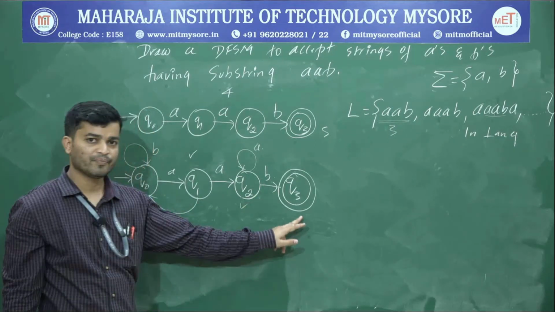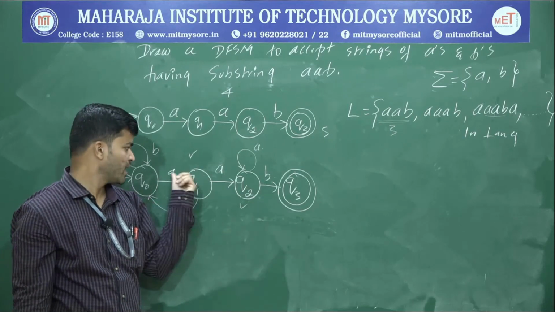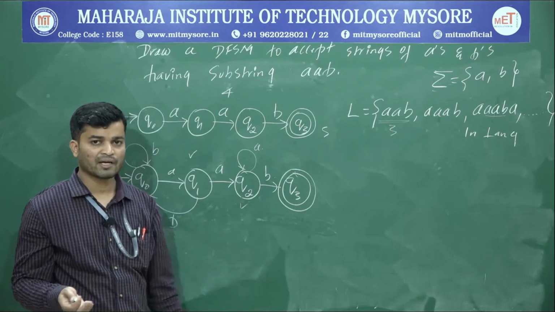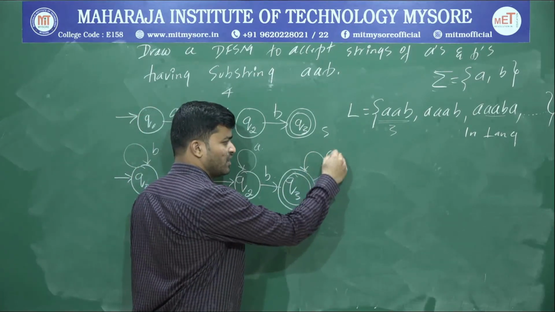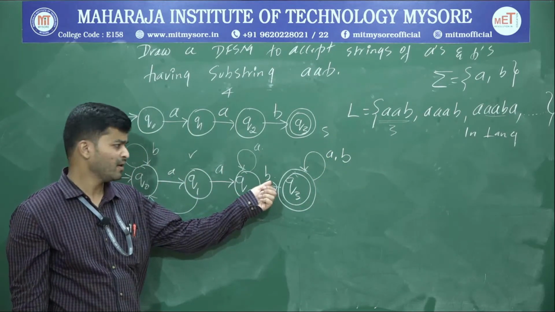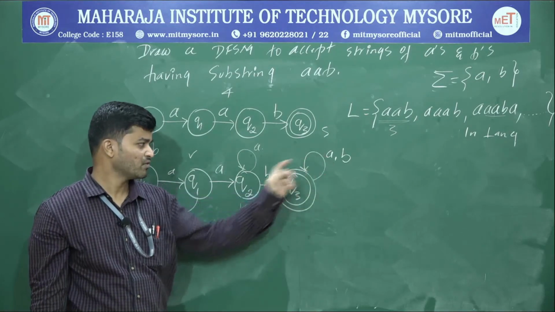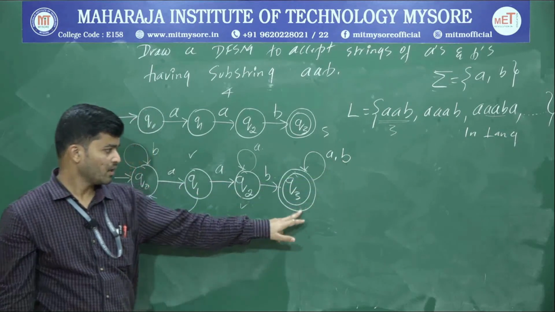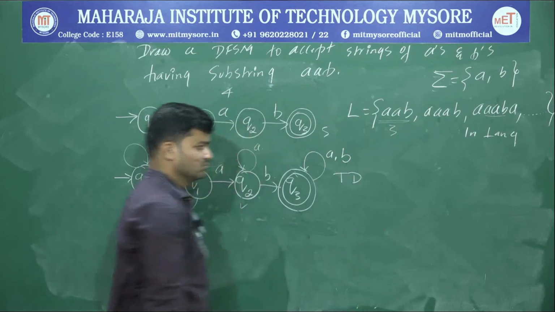Now go with Q3. Already I have the substring AAB before coming to Q3. Therefore now I can write anything. How to write anything? Anything is a loop upon A comma B. So already I have the string AAB, and here I can have anything. A loop upon A, B means I can have any number of A's and any number of B's. And now this is going to become your transition diagram.